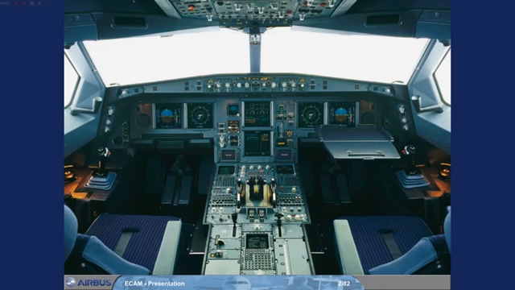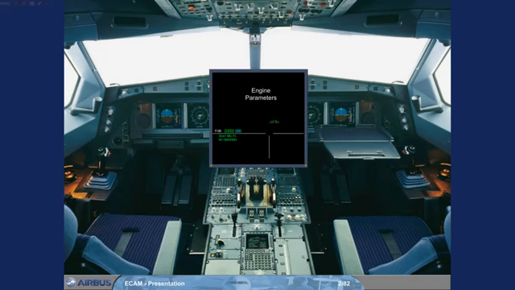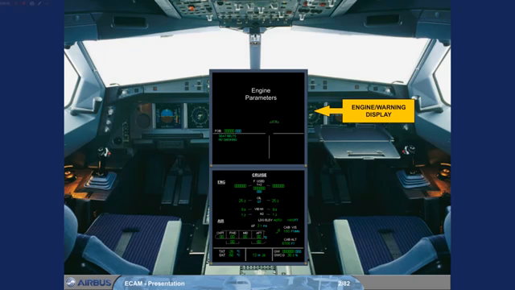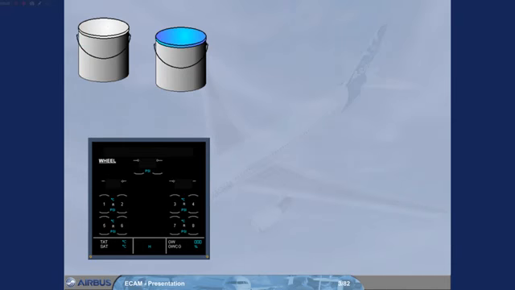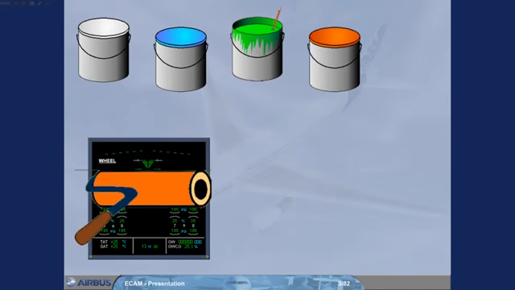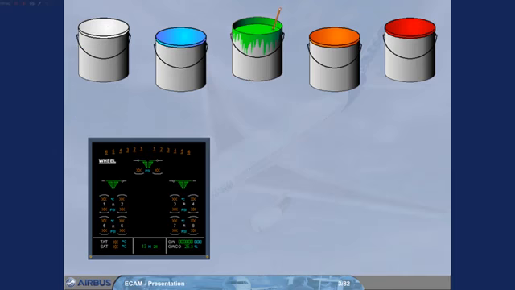The ECAM presents normal and abnormal system information to the pilots, thanks to the engine warning display, EWD, and system display, SD. Color coding is used on the ECAM screens for clarity and to aid identification of abnormal parameters. The main colors used are white, blue, green, amber, and red.